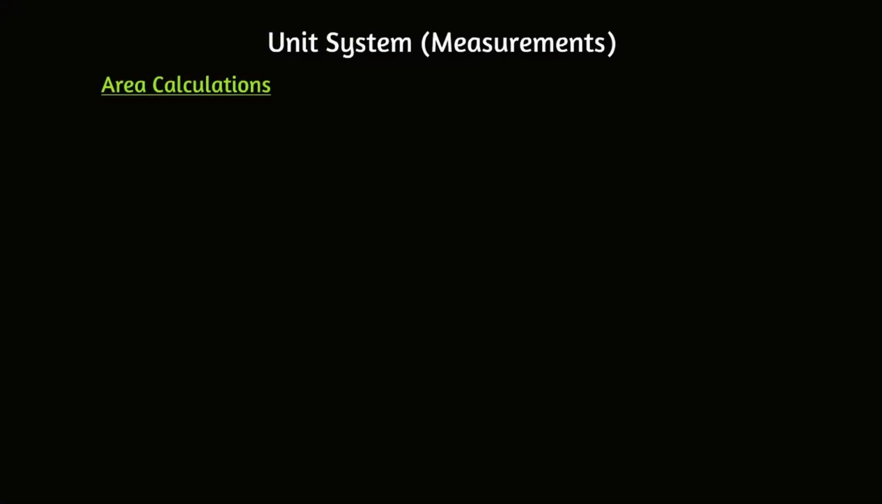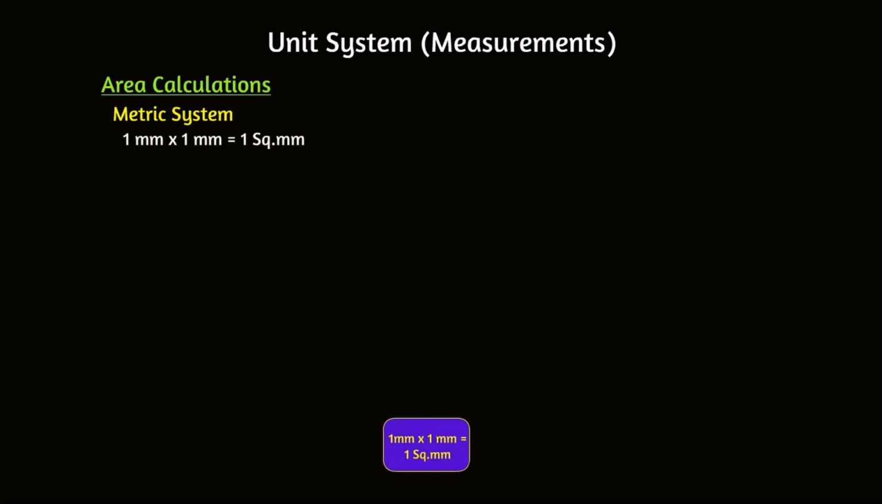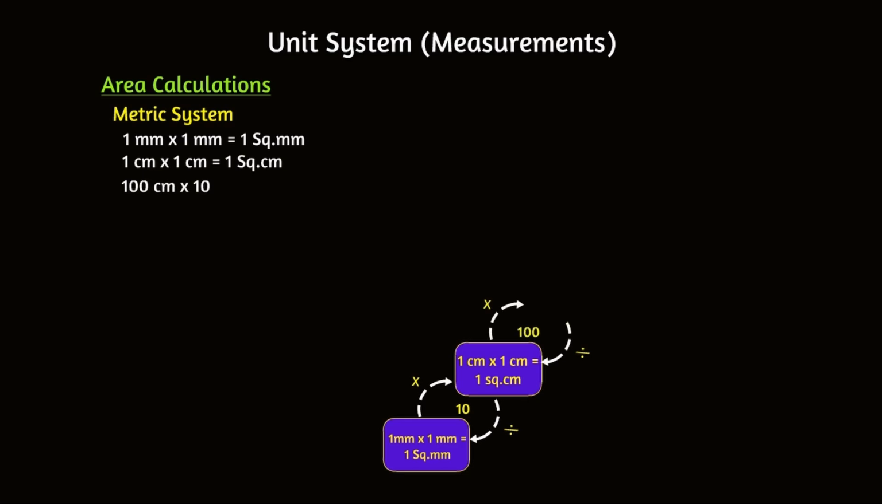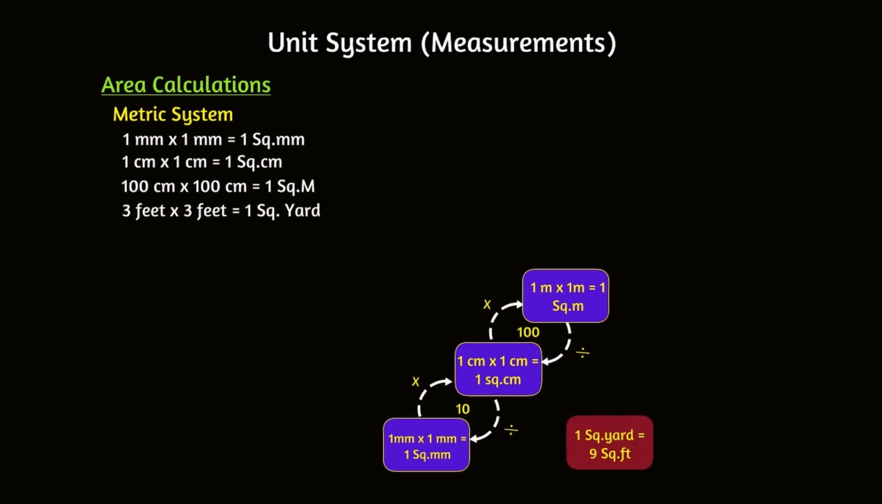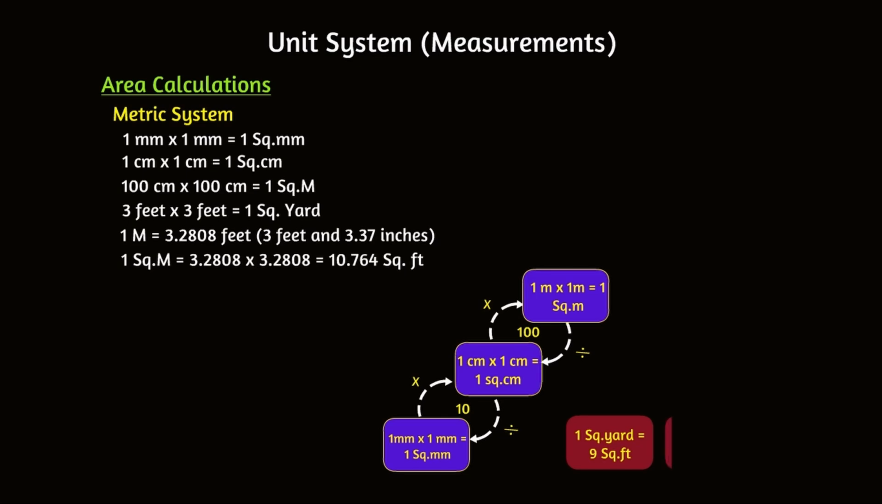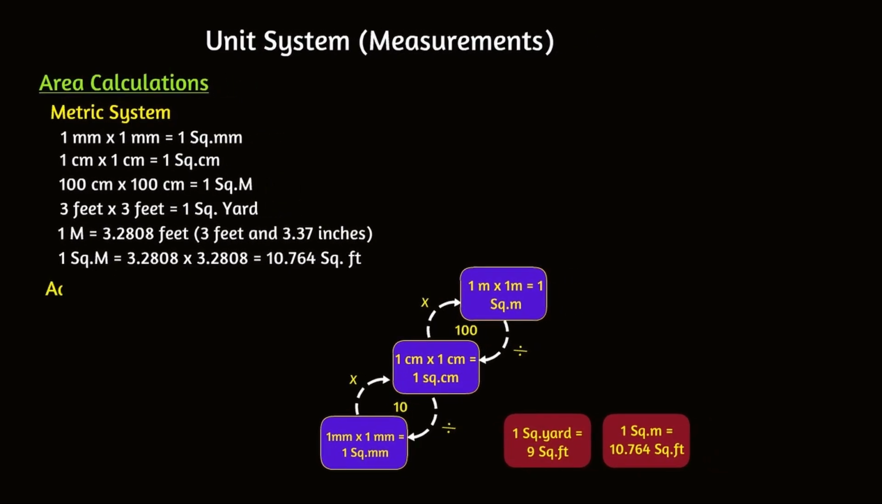Area calculations. For area calculations, 1 millimeter multiplied by 1 millimeter equals 1 square millimeter. 1 centimeter multiplied by 1 centimeter equals 1 square centimeter. 100 centimeters by 100 centimeters equals 1 square meter. 3 feet by 3 feet equals 1 square yard. 1 meter equals 3.2808 feet. Therefore, 1 square meter equals 3.2808 multiplied by 3.2808 feet, which equals 10.764 square feet.